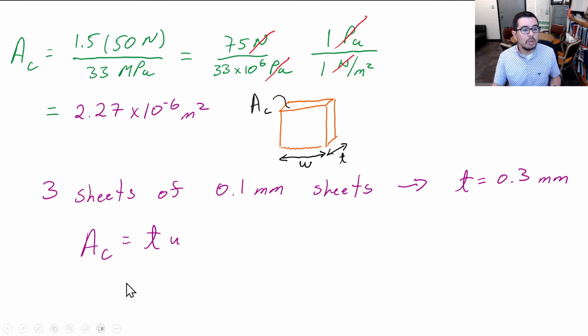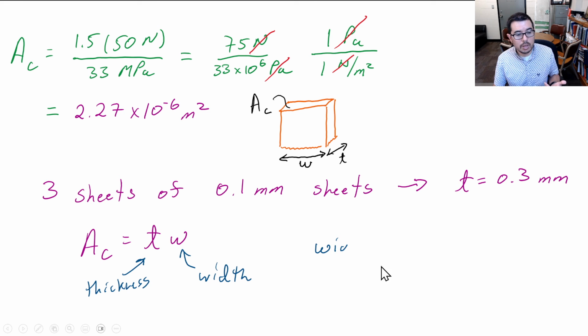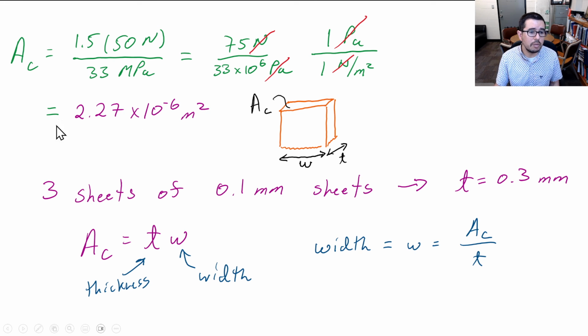And then, if we're looking at the cross-sectional area, we have our thickness. We want to figure out our width. So our width is just going to be that cross-sectional area that we calculated over here divided by that thickness, and we get the appropriate width.